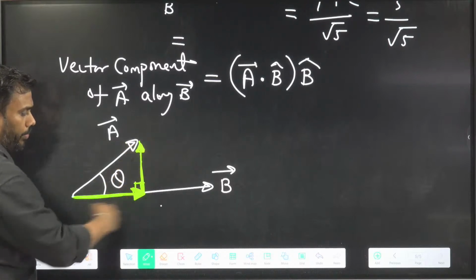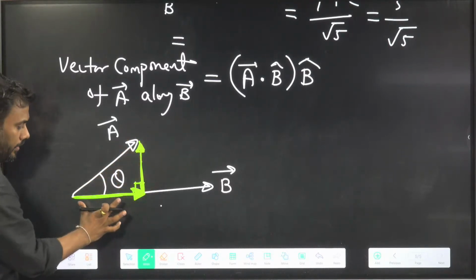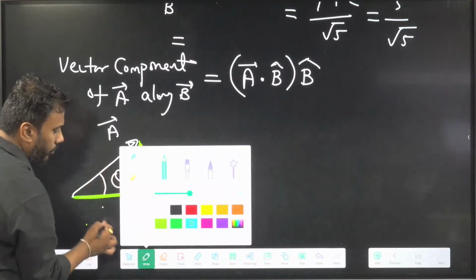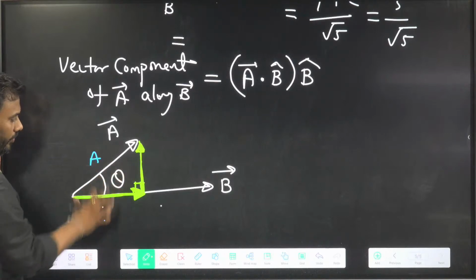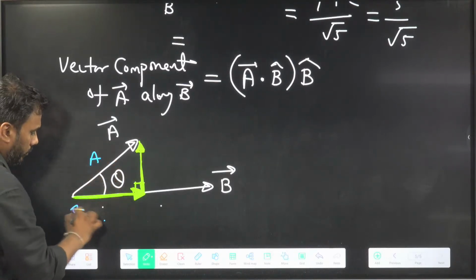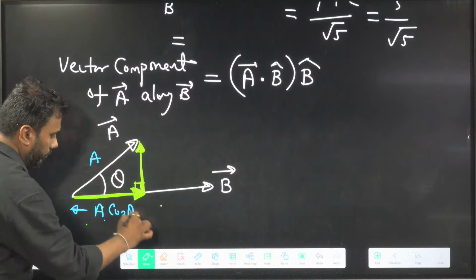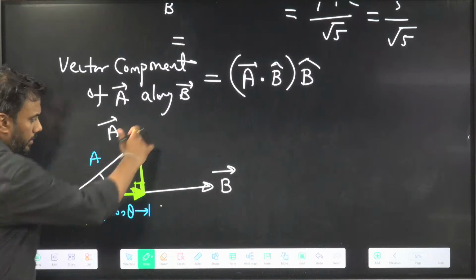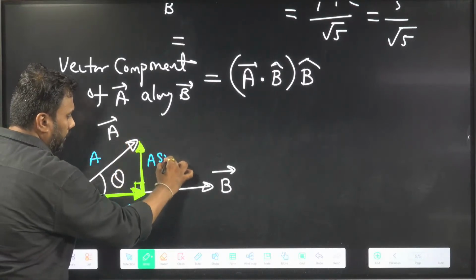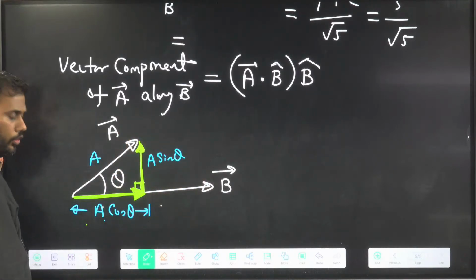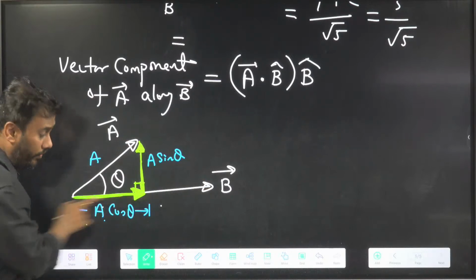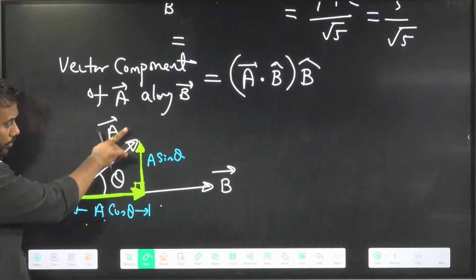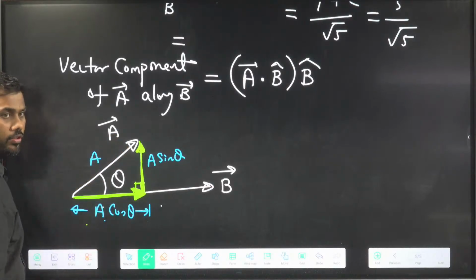A vector can have two components. The component which is along the B vector, if you want to know its length, the hypotenuse is the magnitude of A and this angle is theta. So this length must be A cos theta. Base of a triangle is hypotenuse into cos theta, perpendicular is hypotenuse into sin theta. So the magnitude of the component of A in the direction of B will be A cos theta.